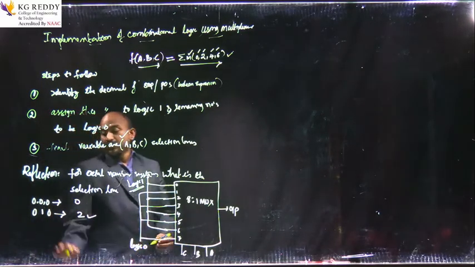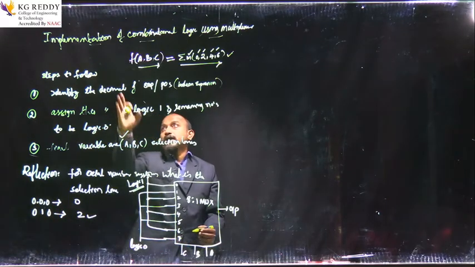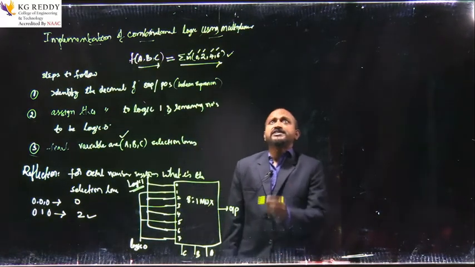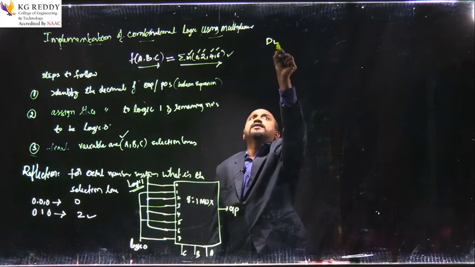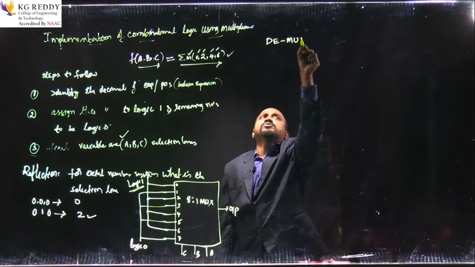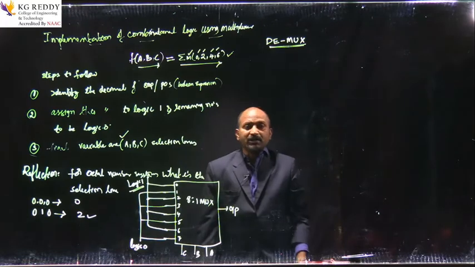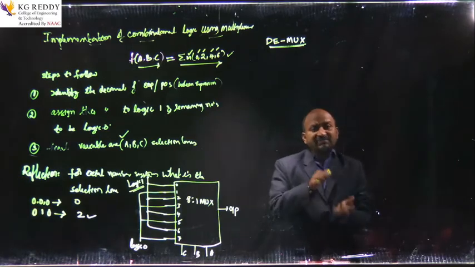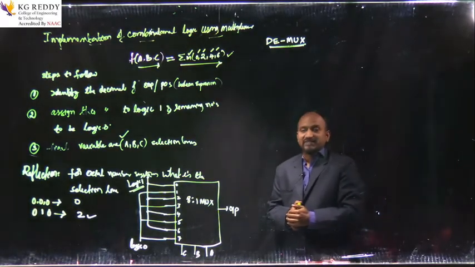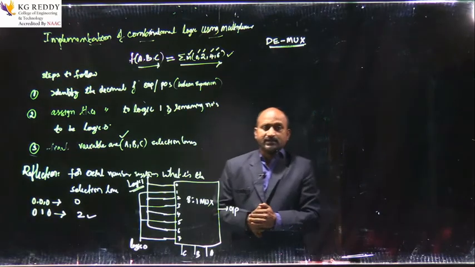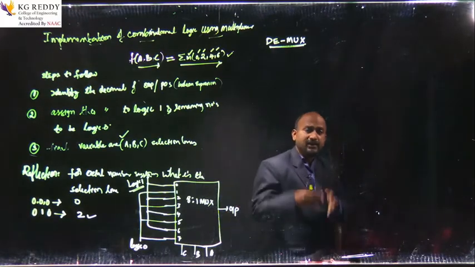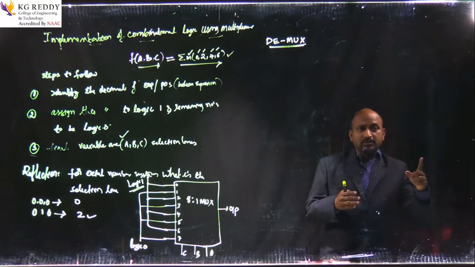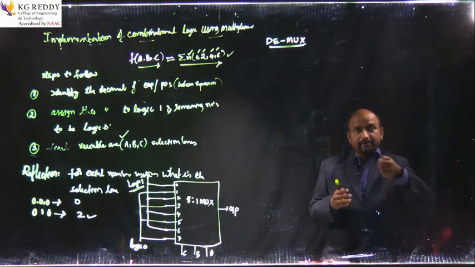These are about the implementation of combinational logic using the multiplexer. Okay, let's see the next topic, called demux, the demultiplexer. Demux is nothing but the inverse operation of the multiplexer. A multiplexer has multiple inputs and a single output, which is selected by the selection lines.